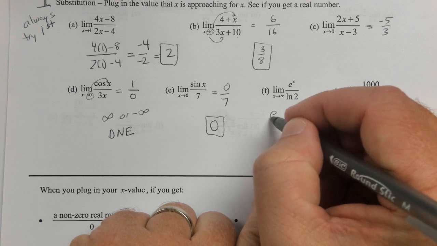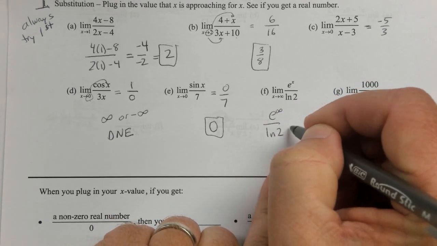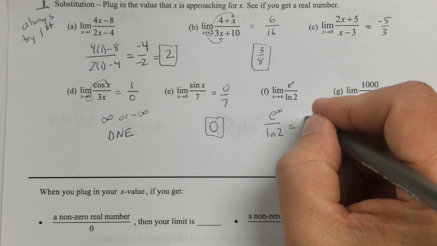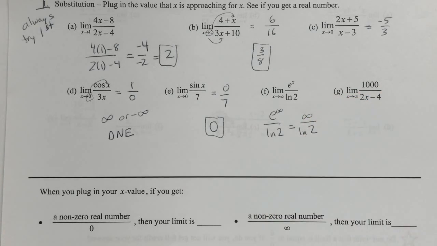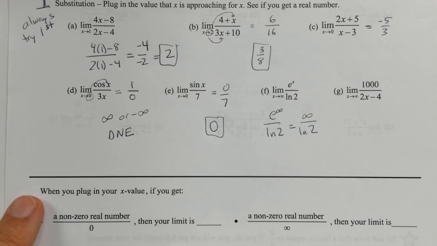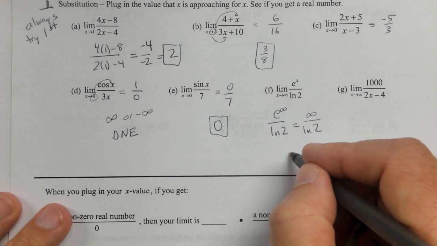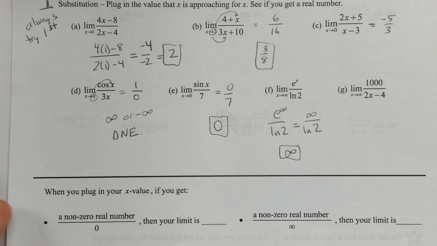F. Look at this. E to the infinity over natural log of 2. What happens if we did e to the infinity? What kind of number is that? Yeah, big. Really big. Infinity even. And I don't know what natural log of 2 is, but it's just some kind of number. So infinity divided by something is infinity. It's kind of weird working with infinity. Take infinite and divide it by 7 or 12 or even 5 million, it's still infinite.